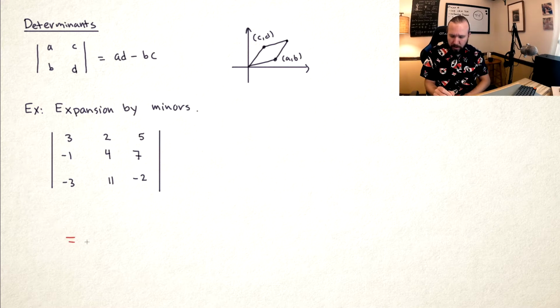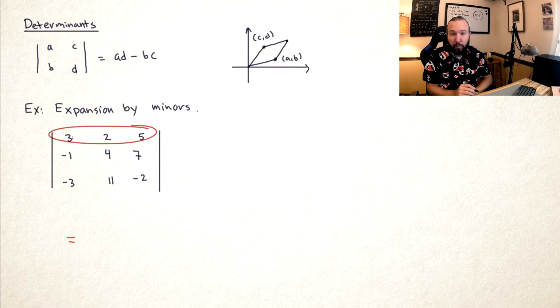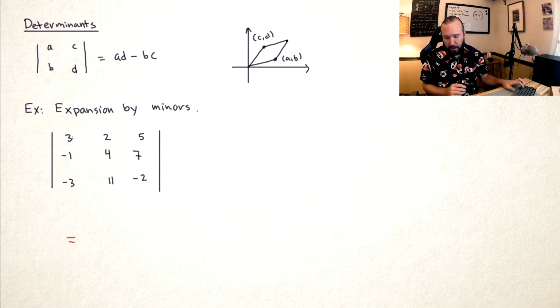So the way it works is you turn this 3 by 3 determinant into a bunch of 2 by 2 determinants that are all called minors. So this calculation process is called expansion by minors. So we always use this top row here, okay? Actually, you can pick any row or column that you want, but for the purposes of Calc 3, we're just going to stick with this top row.